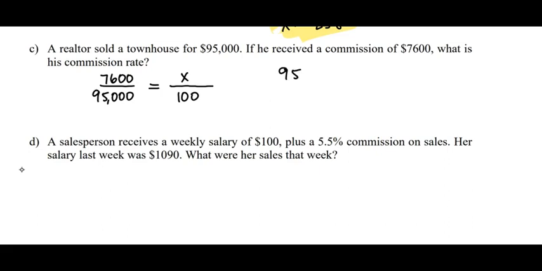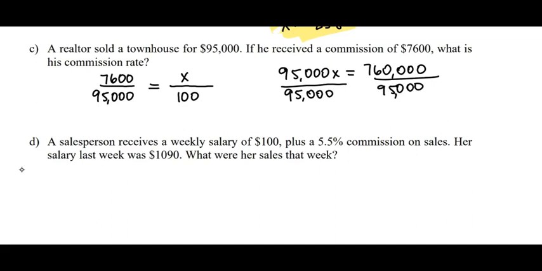So we'll have 95,000 times x equals 760,000. Don't worry about all these zeros because they're all going to go away. So divide by 95,000, both sides. So 760, divide by 95,000. We'll have x equals 8. And that is a percent because we were looking for commission rate, 8%.